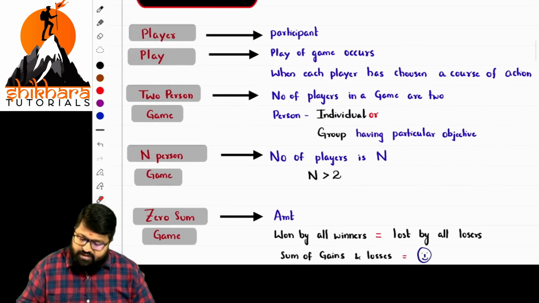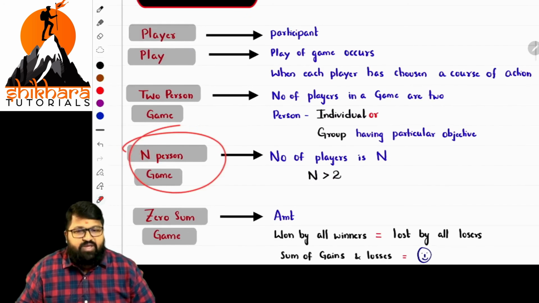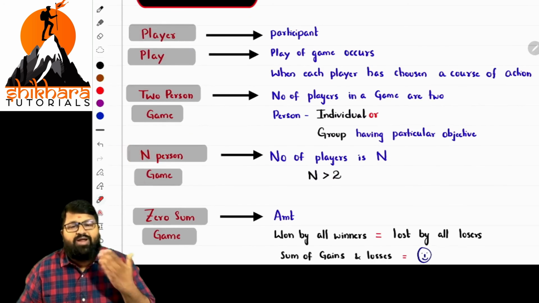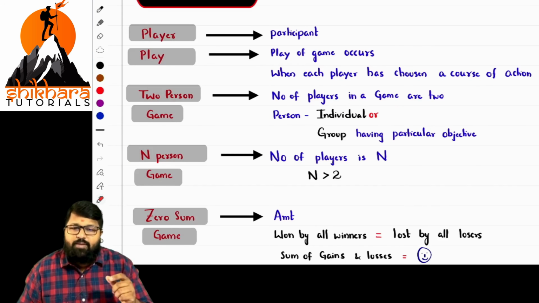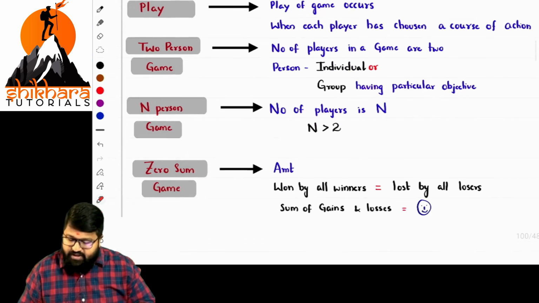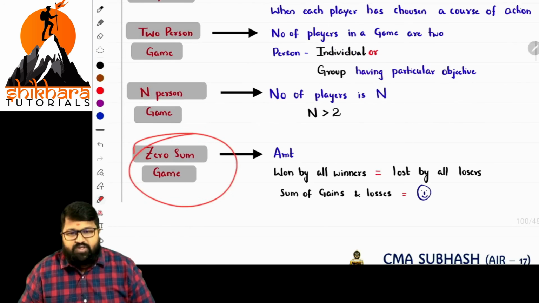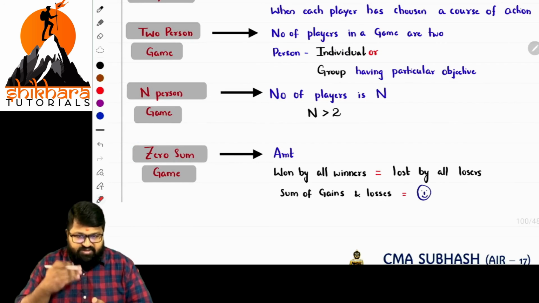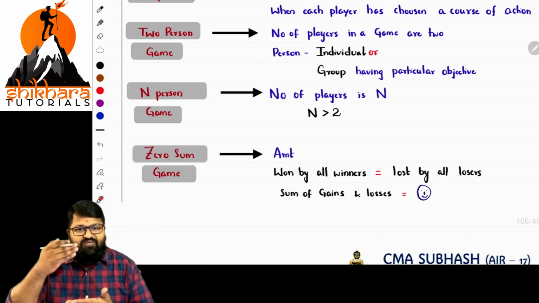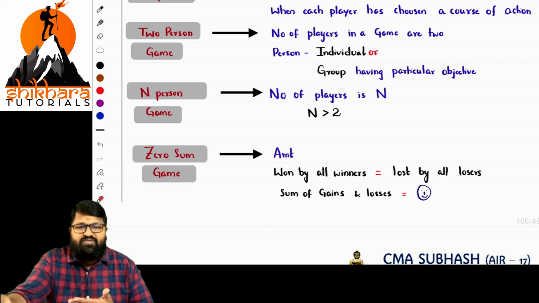Okay. Next, n person game. Here, if the number of players is more than two, then it is an n person game. What is an example, sir? Ludo is the best example for n person games. Okay. And next, zero sum game. What is this, sir? If a player is winning, the other player is losing. The value I'm gaining is nothing but the value lost by the other player.